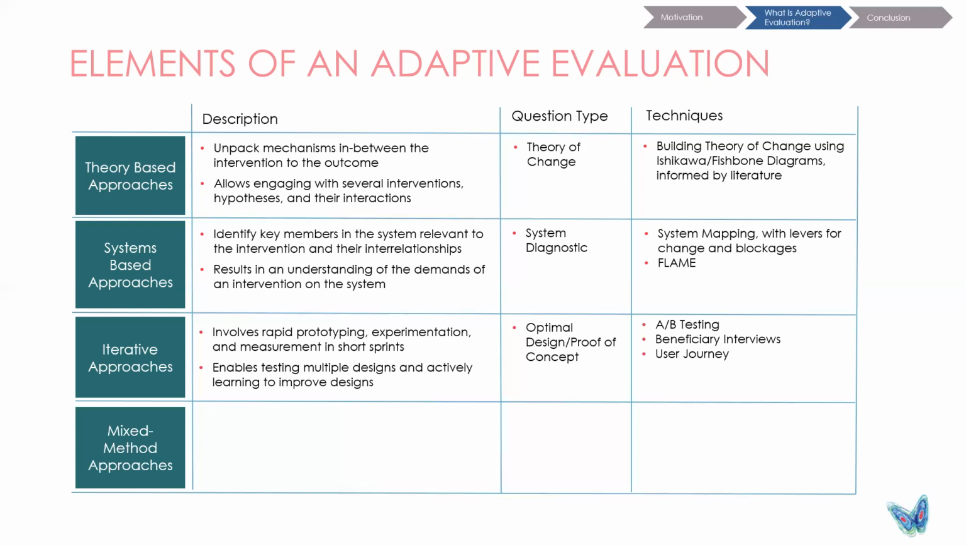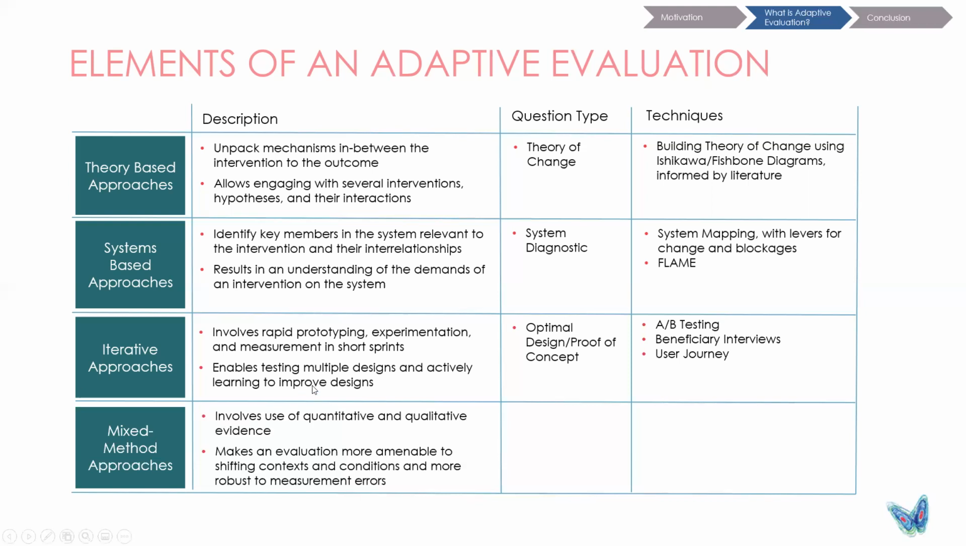And finally, this is an overarching approach. The overarching element is that it is mixed method. And by mixed method, we mean it involves the use of quantitative and qualitative evidence. This makes an evaluation more amenable to shifting contexts and more robust to measurement errors. And when we say quantitative and qualitative, we mean using them side by side, allowing quantitative evidence to inform qualitative deep dives and qualitative evidence to inform quantitative questions. And so this answers questions of impact and effectiveness.